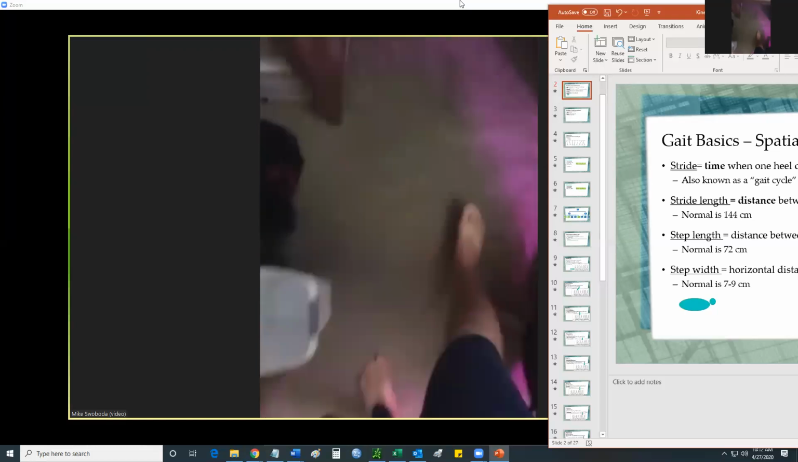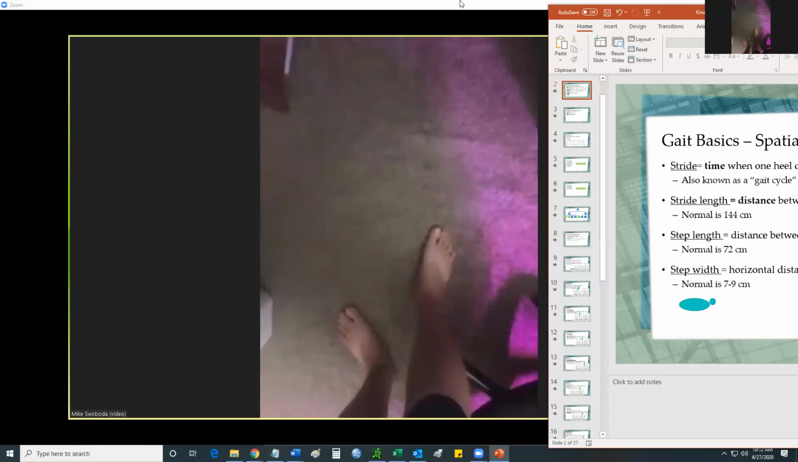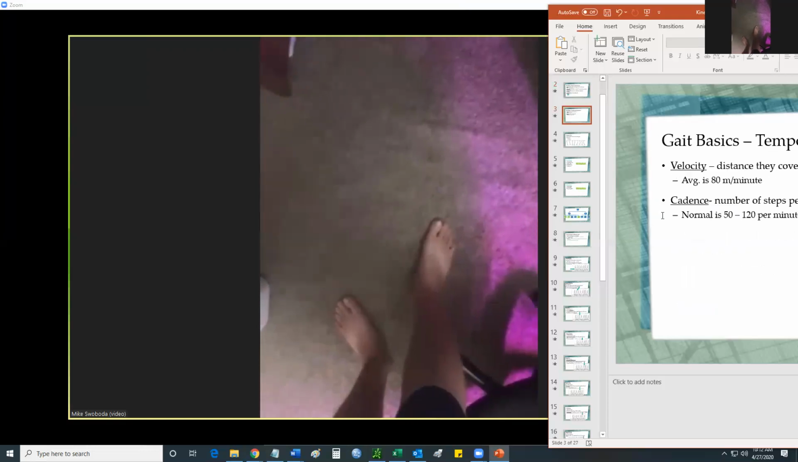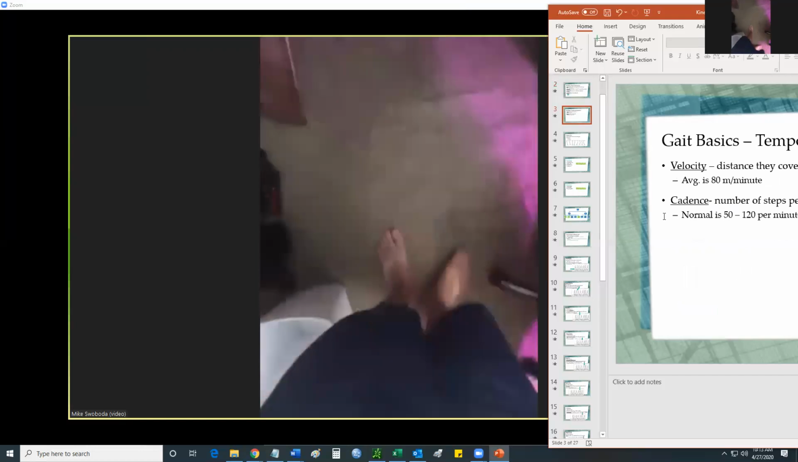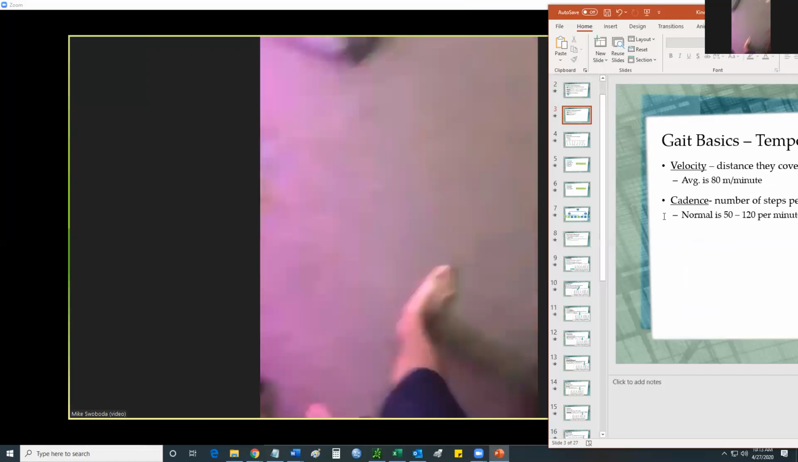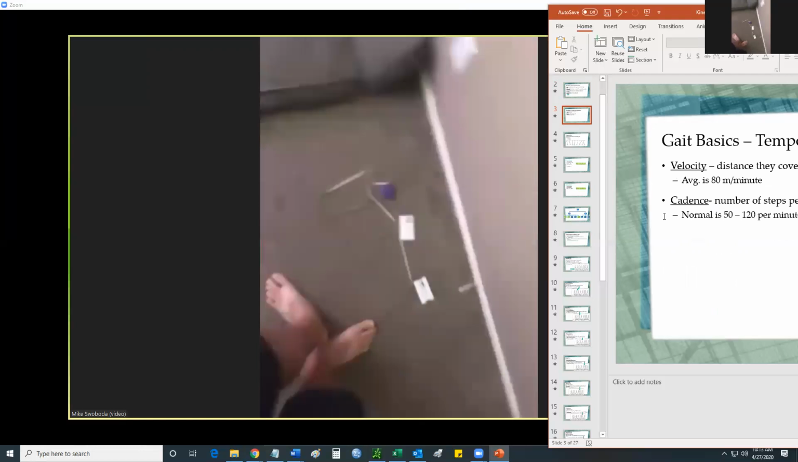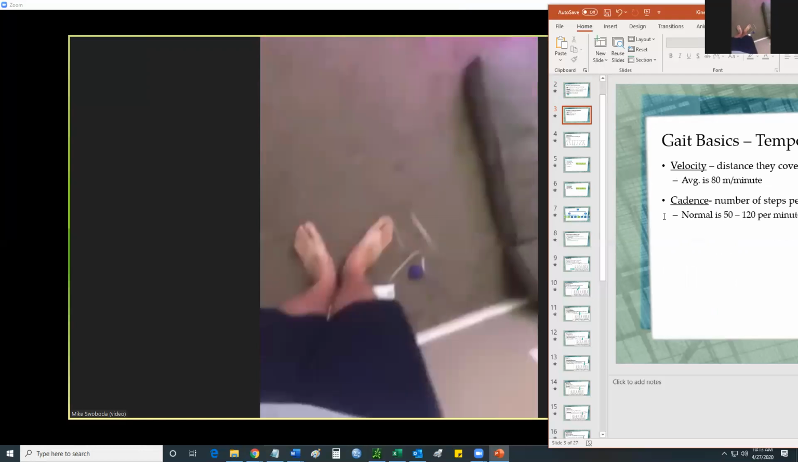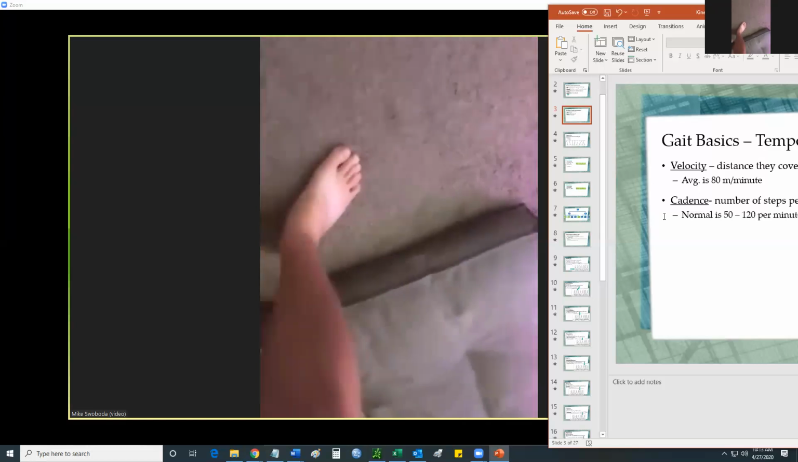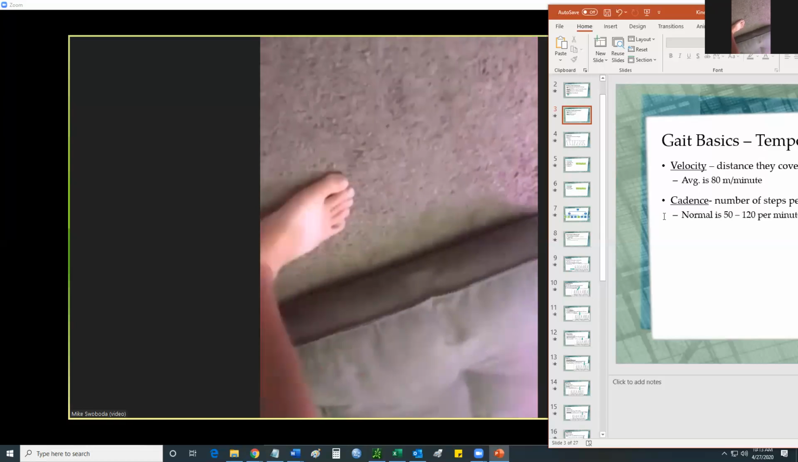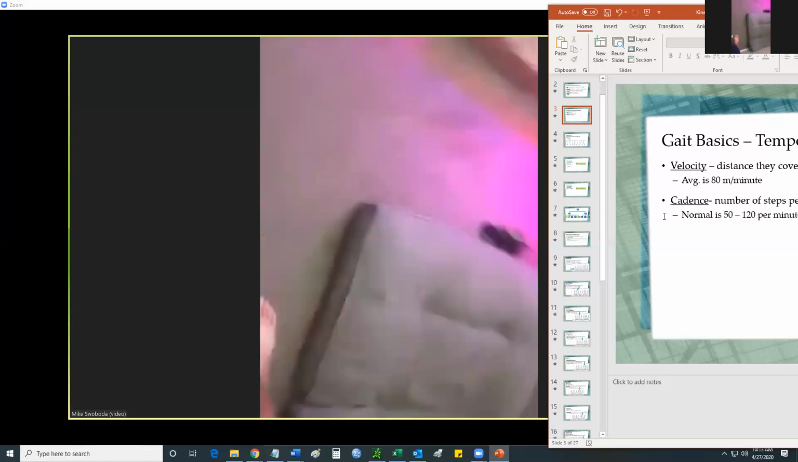And then the last thing I want to show you here is how to measure your velocity and your cadence. Velocity is going to be distance over time. To measure velocity, what I want to do is mark off my starting point. So I'm going to start right here.